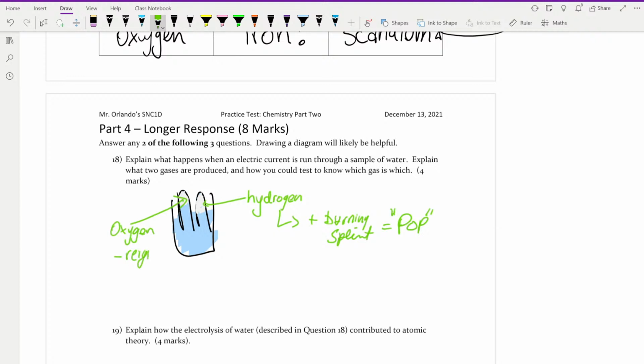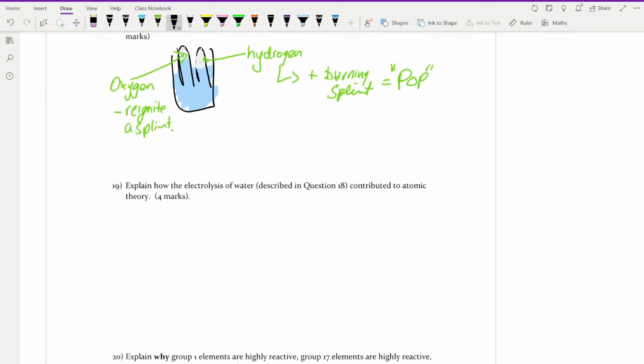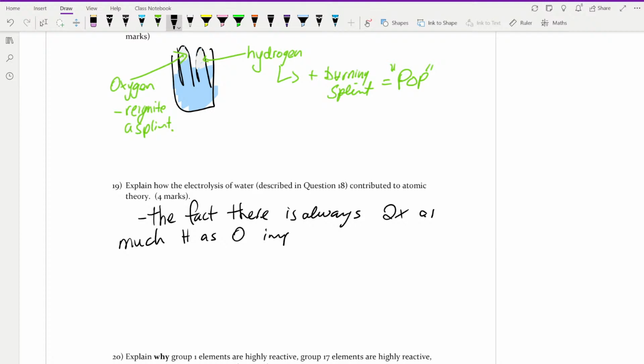And this would reignite a splint that had gone out. Okay. Not to get too much into this, but the fact that there is always twice as much, exactly, implied atoms always stuck together.